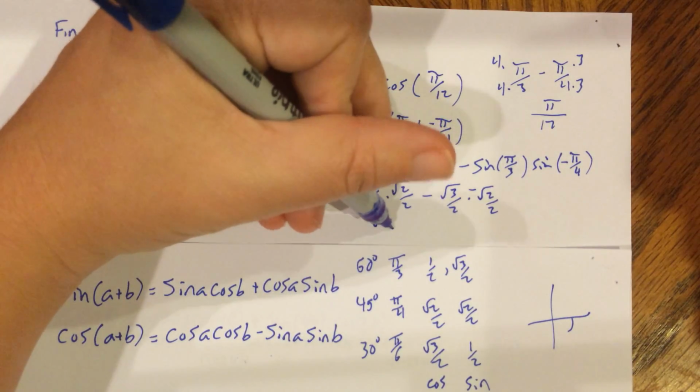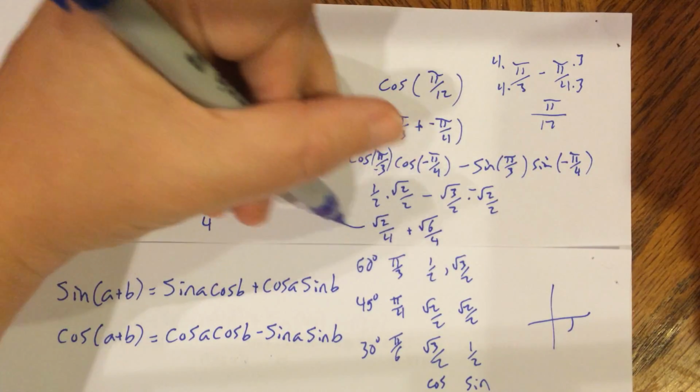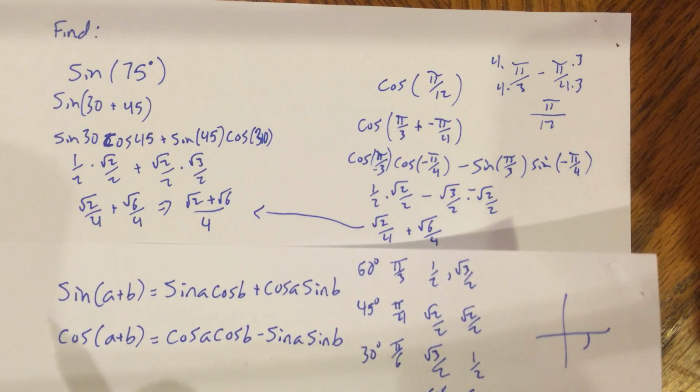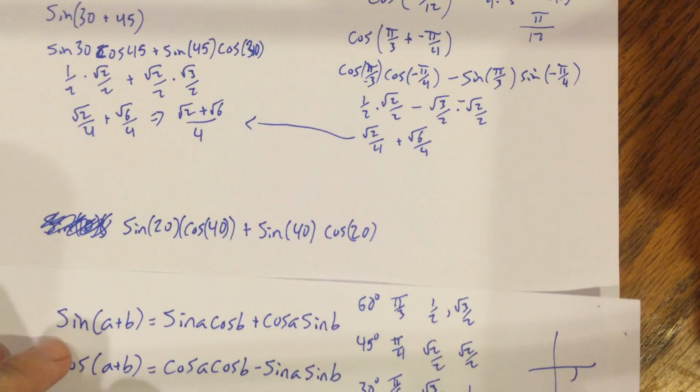So I'll get square root of 2 over 4 plus square root of 6 over 4. And I made it so it was really easy to write my answer again. Both of them actually give me the exact same answer. Okay, so hopefully that makes some sort of sense. Let's just look at the last one. So we're going to move this up a little bit.